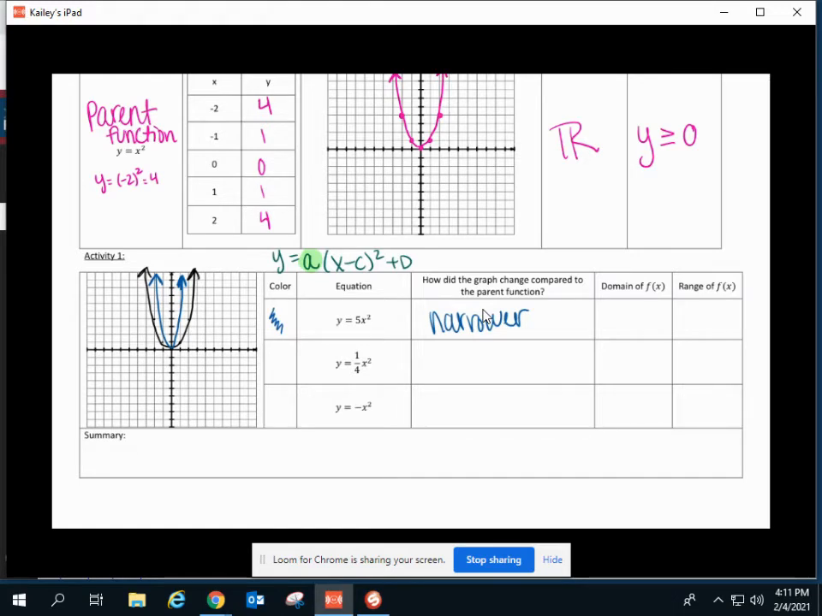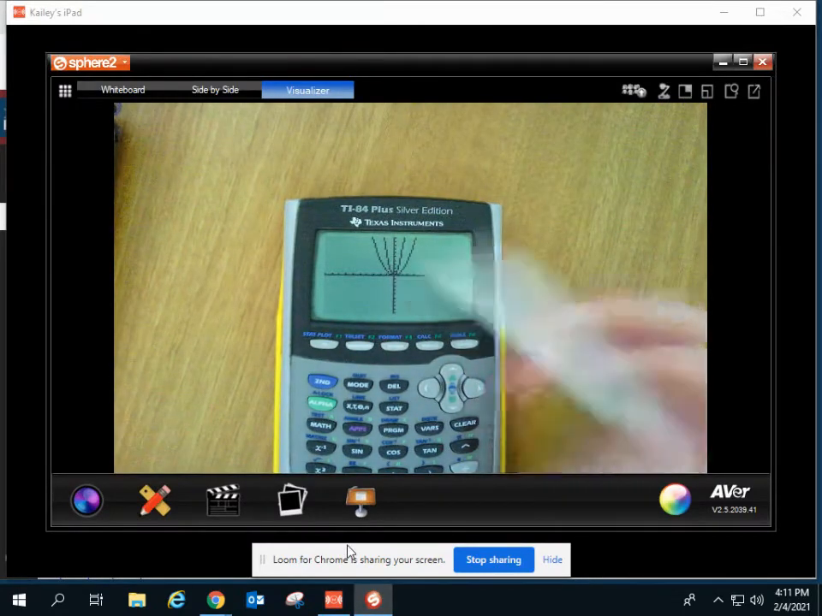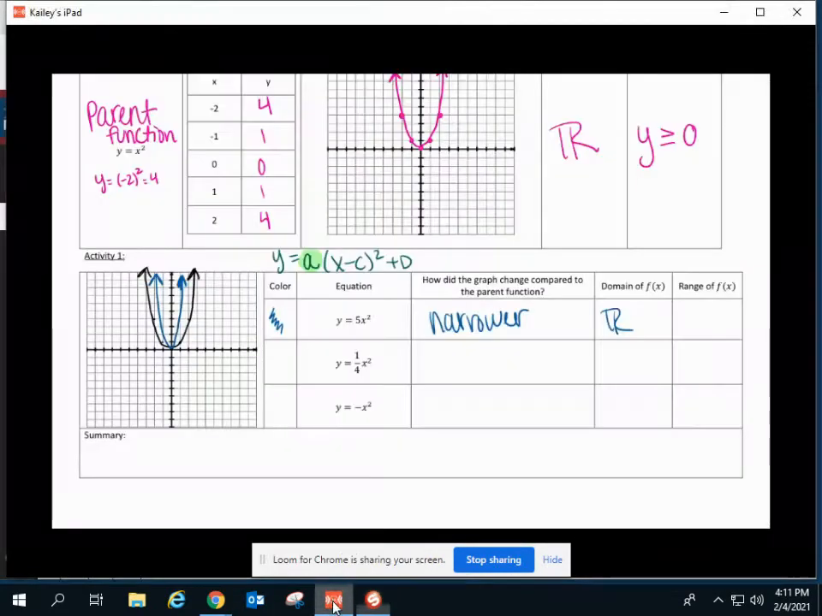The domain is still all real numbers. And if I think about the range, it didn't move. It just got skinnier. So the range is still going to be the same as the parent function. It'll still be y is greater than or equal to 0.